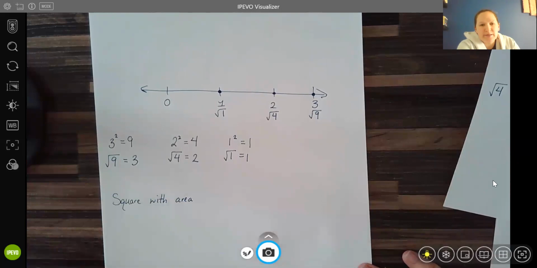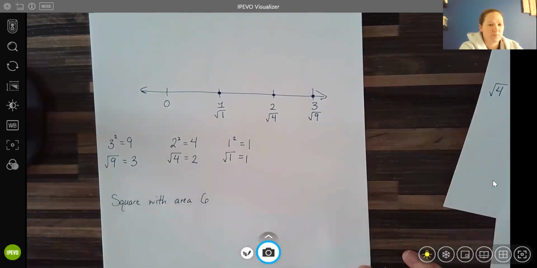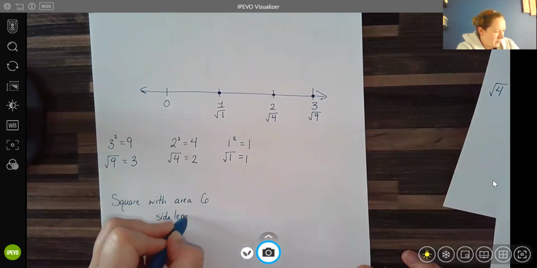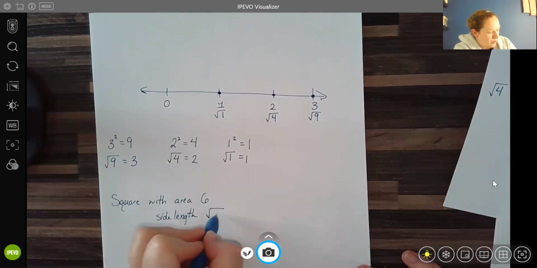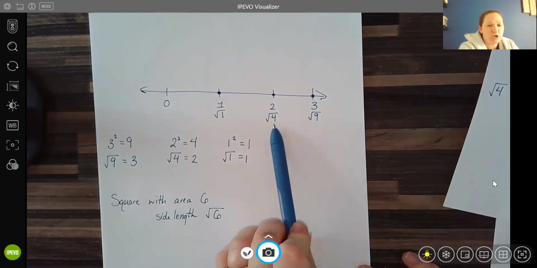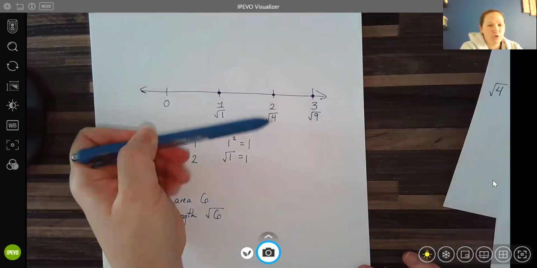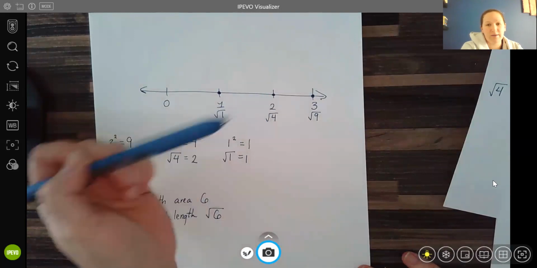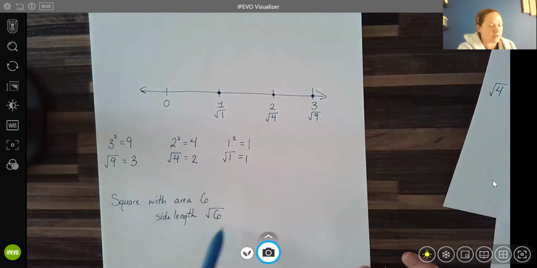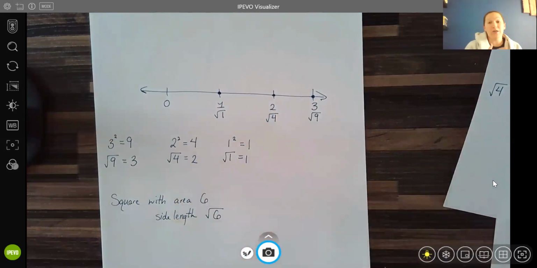But let's say I have a square whose area is 6. So if I want to know the side length, that's going to be the square root of my area 6. You will notice that we jump in our perfect squares. A side length of 2 is square root 4, but then the next side length that's a whole number would be 3, but that's the square root of 9. So what do we do with these numbers that fall somewhere in between? Well, that happens a lot on our number line, right? We can graph numbers that are in between.